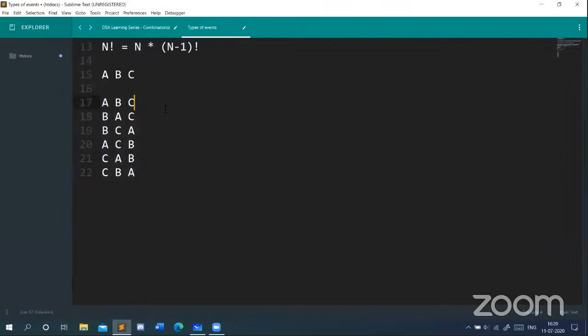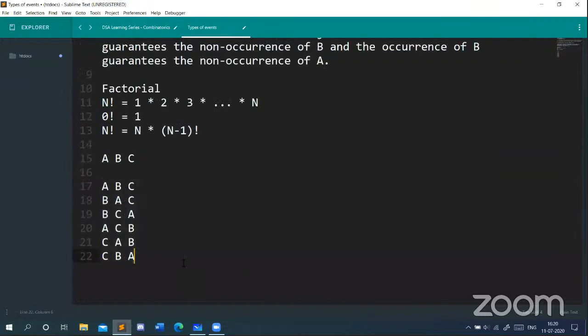So yeah, these are the number of ways in which I can arrange A, B, and C in a line. But instead of enumerating, how else would I get the same answer? And that is to say, let us consider 3 blank spaces, and I have 3 objects.